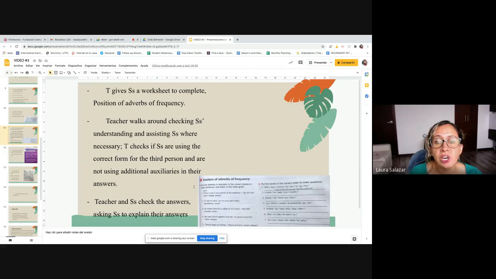Teacher walks around checking students' understanding and assisting students where necessary. Teacher checks if students are using the correct form of the third person and are not using additional auxiliaries in their answers. Teacher and students check the answers, asking students to explain their answers.